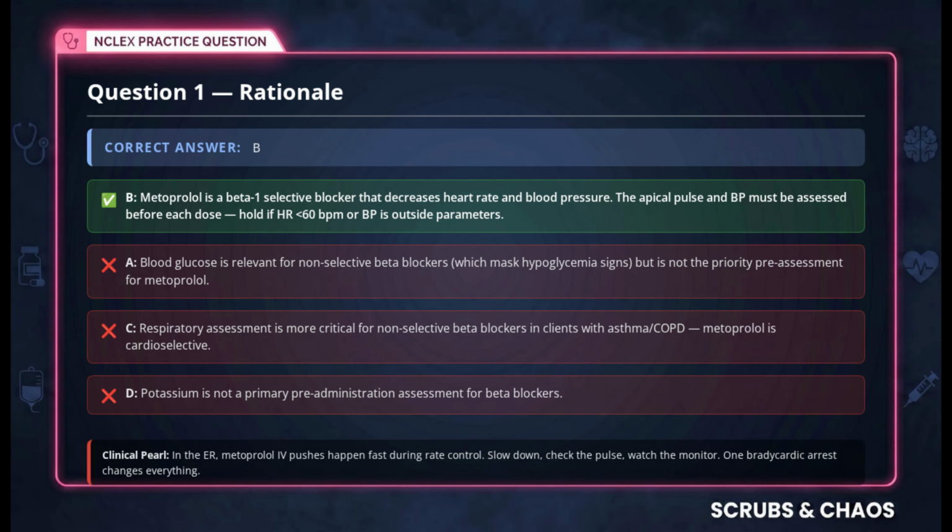B. Metoprolol is a beta-1 selective blocker that decreases heart rate and blood pressure. The apical pulse and BP must be assessed before each dose. Hold if HR is less than 60 beats per minute or BP is outside parameters.